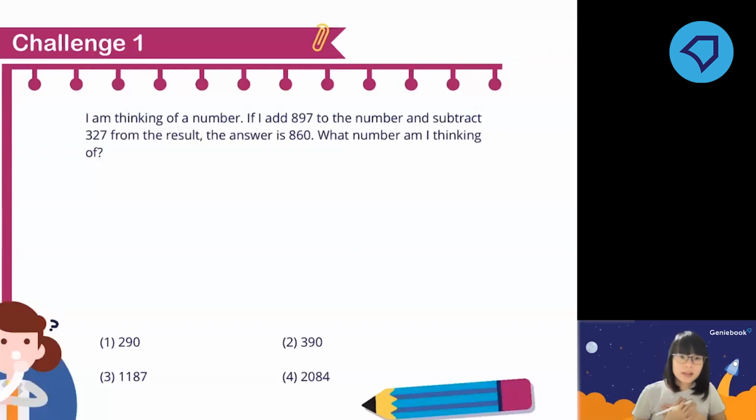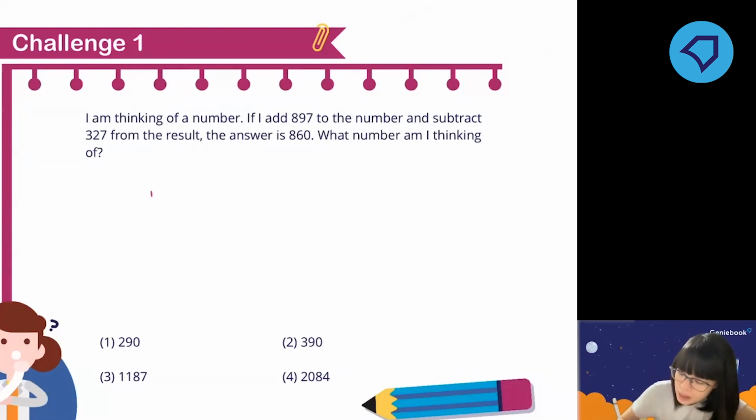I am thinking of a number. If I add 897 to the number and subtract 327 from the result, the answer is 860. What number am I thinking of? Can you guys do this? Do you need some help? I am thinking of a number, okay?